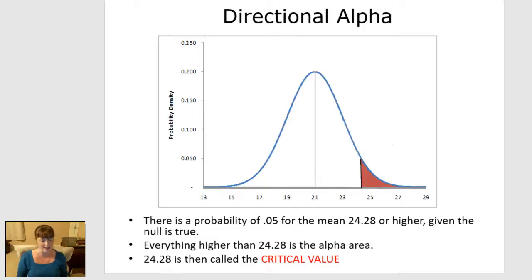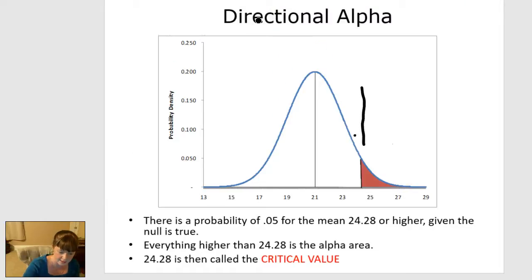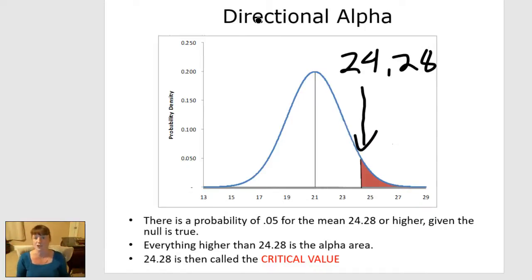But I'm doing a directional test, so I'm not even going to look in this tail over here. If I found anything out here, I don't care, because I'm only interested in discovering if lawyers are above average, right? And choosing this alpha of 0.05 and putting this entire alpha in this tail creates a critical value of 24.28. So this is the critical value of 24.28. I say to myself, if I'm doing a directional question, I'm only looking in the upper tail, I'm only looking in this one tail to determine if pre-law students are higher than average, then my critical value becomes 24.28, right?